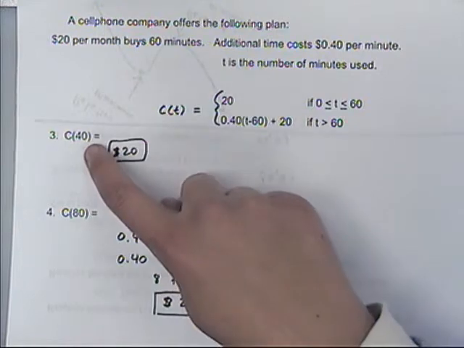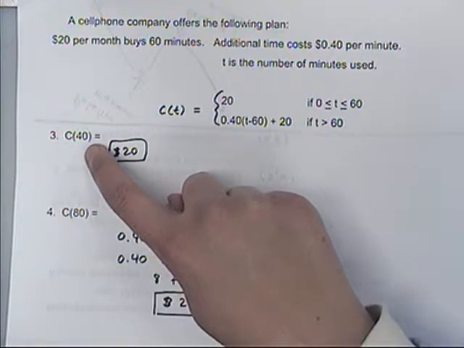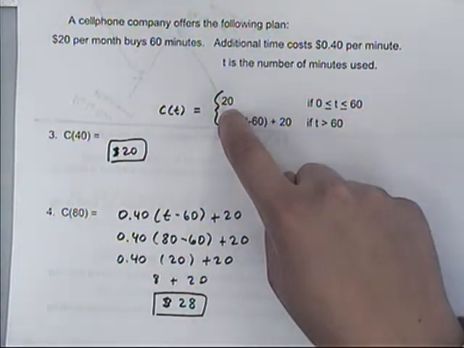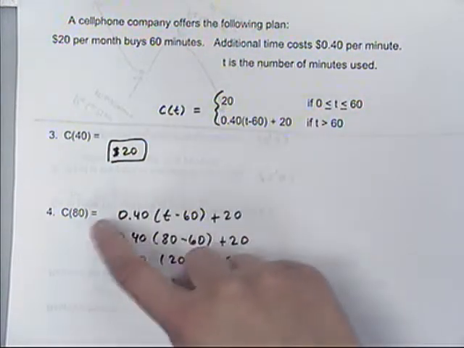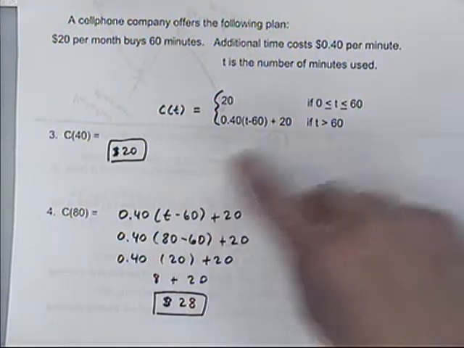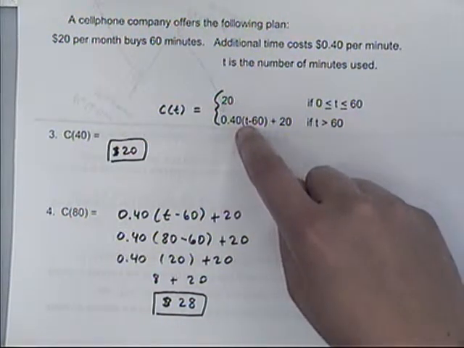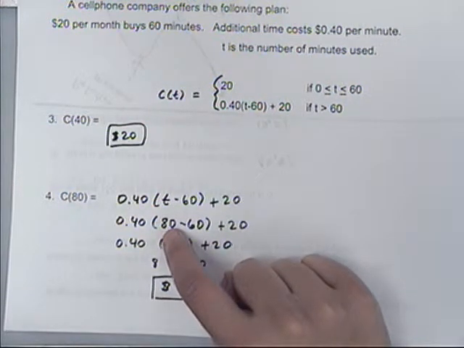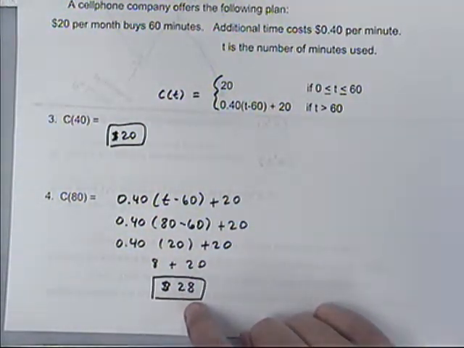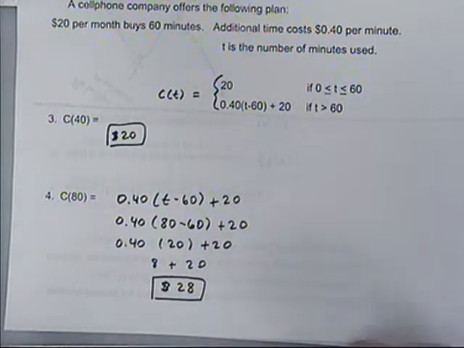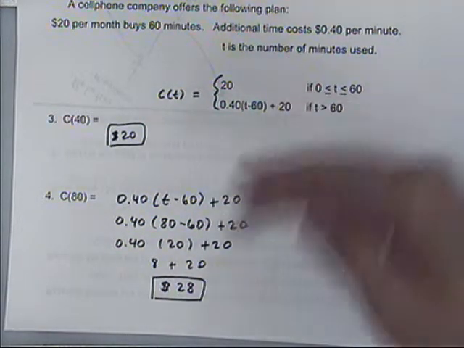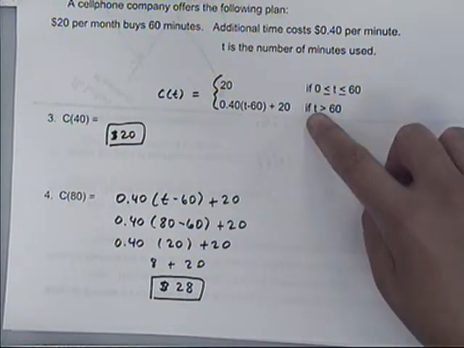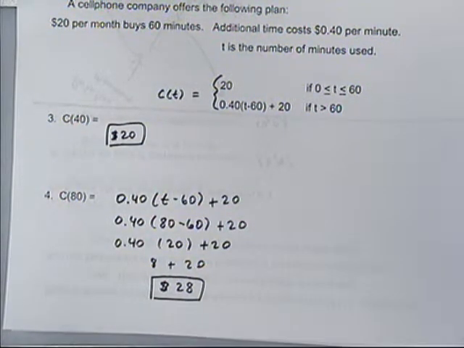So, if your cell phone is used 40 minutes in a month, that would fall into the first category. So your bill is simply $20. However, if you use 80 minutes, 80 is greater than 60. So you would use this function to find the total cost, t being 80. So you see with piecewise functions, you either use the first function or the second function, not both. And these help you make that choice based on the value for t, or in the first two examples, x.